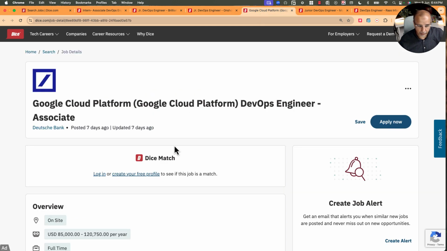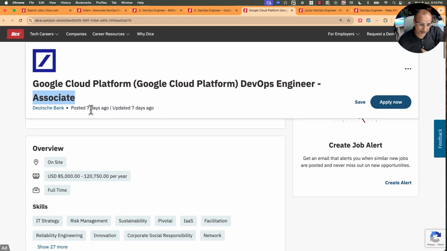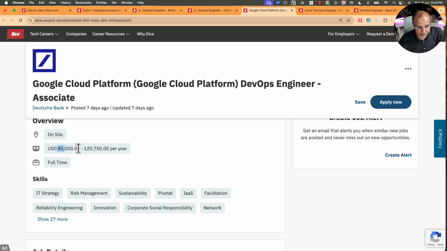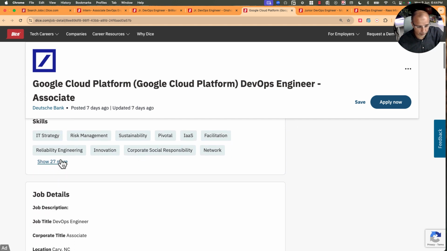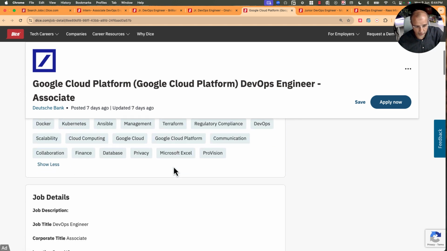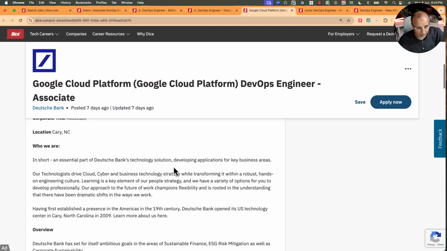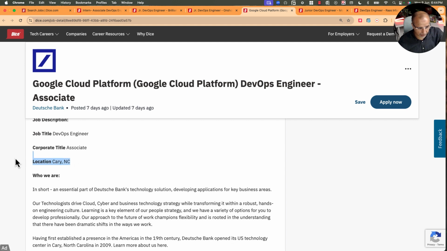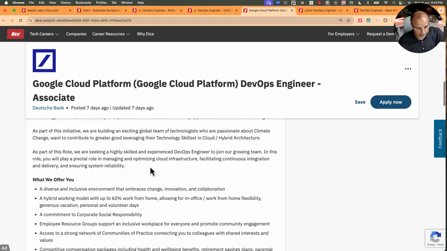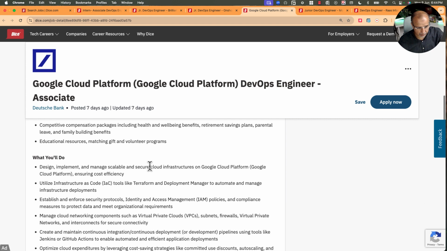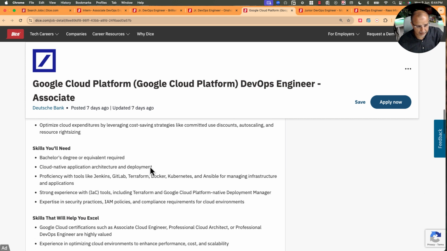If we look at the next one, Google Cloud Platform DevOps Engineer Associate. If you hear junior or associate, it's more or less the same. And here's the salary level that is expected, 85 to 120,000. And we're talking about an associate, a junior level, much higher than networking and other entry-level jobs. And that is in North Carolina, in Cary.